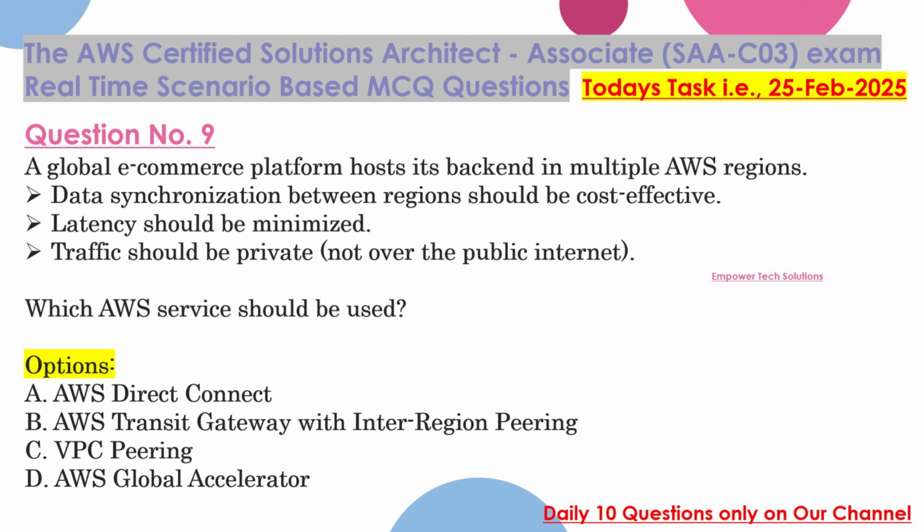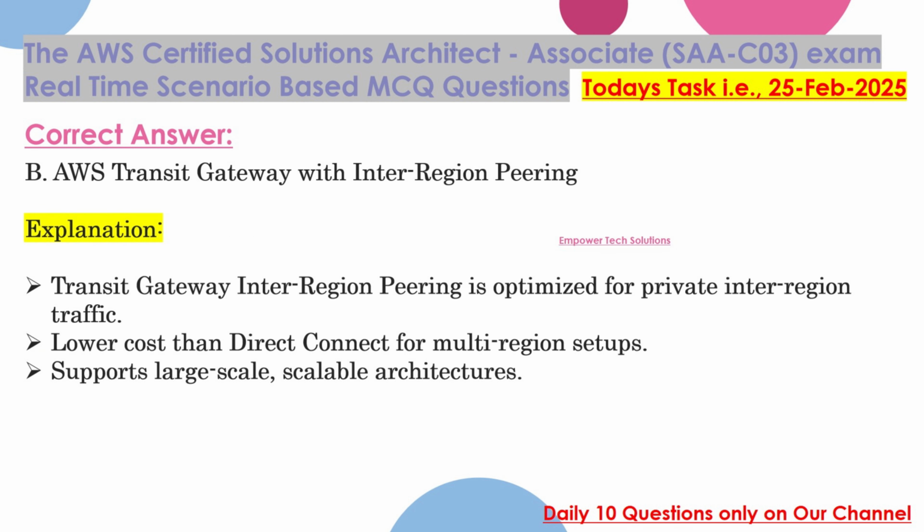Options: A. AWS Direct Connect. B. AWS Transit Gateway with Inter-Region Peering. C. VPC Peering. D. AWS Global Accelerator. Correct answer: B. AWS Transit Gateway with Inter-Region Peering.